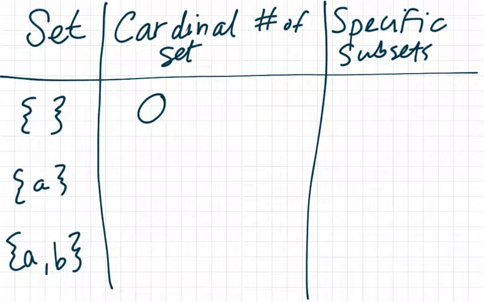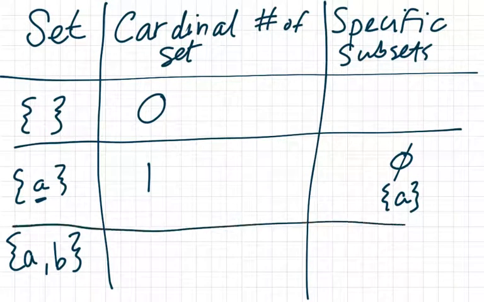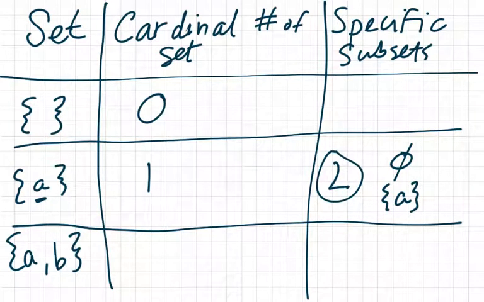Now we have the set containing A. The cardinal number of this set, which is how many elements it has, is 1. If we think about this, how many subsets does it have? Well, we have the empty set, because it's a subset of any non-empty set. And then we have the set containing A. So this set containing A has 2 subsets.